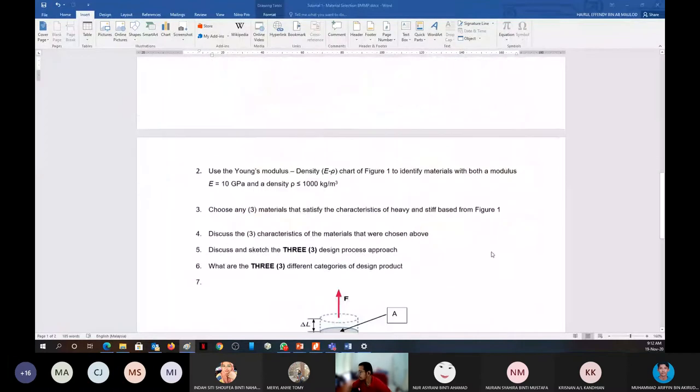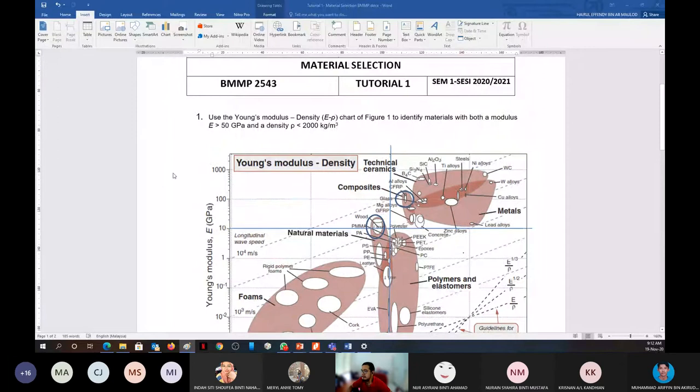Okay. So this is what it means by stiff. The higher the Young's modulus, the stiffer the material, meaning the ability of materials to resist deformation.